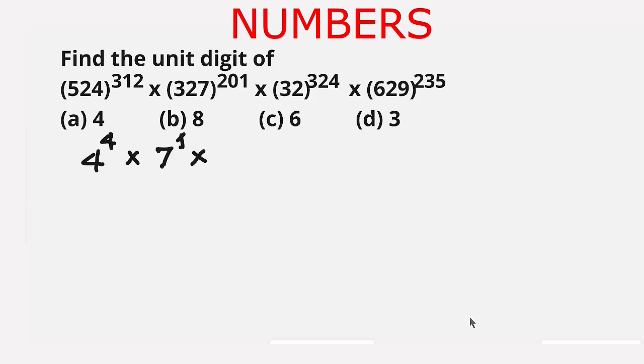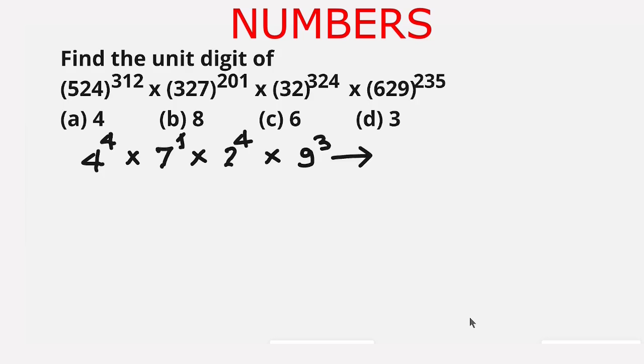So we write unit digit 2 and 324. 24 is divisible by 4 for 6 times. The remainder is 0, but we will take the remainder as 4. So it is 2 to the power 4 multiplied by 629. We take the unit digit of 629, which is 9. And we divide the power 235 by 4. So we have to divide only 35, the last two digits. And 8 times 4 is 32. 35 minus 32 is 3.